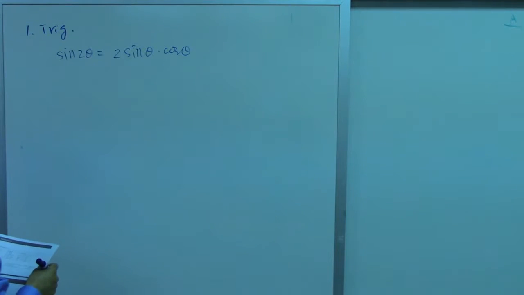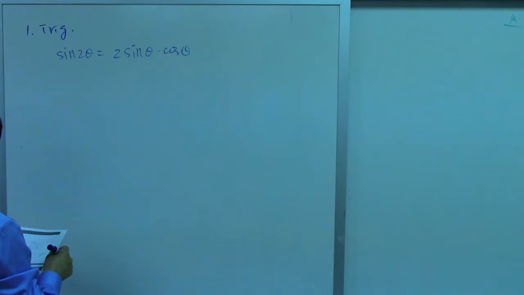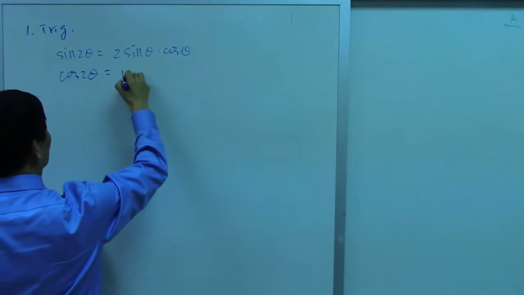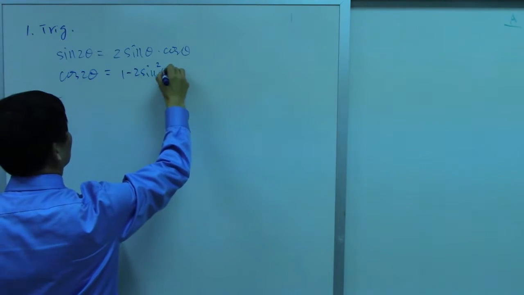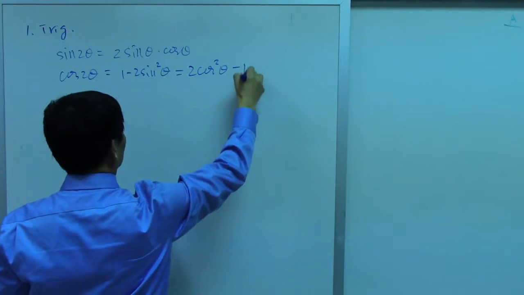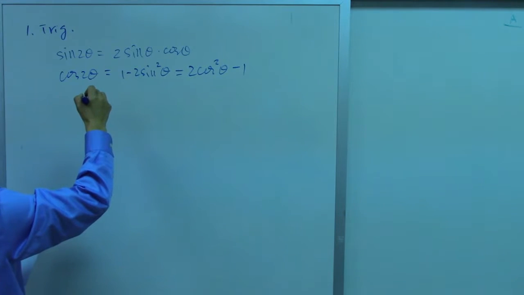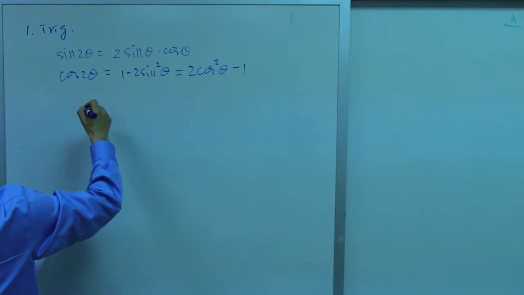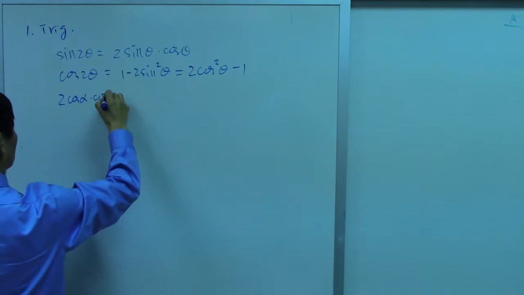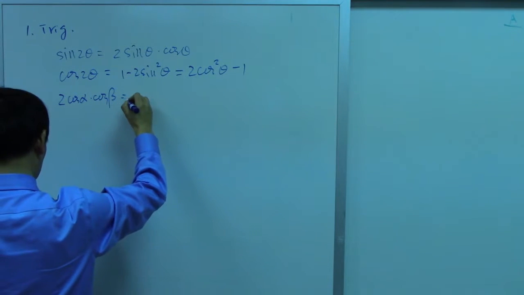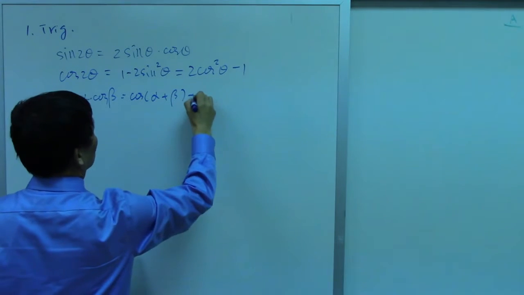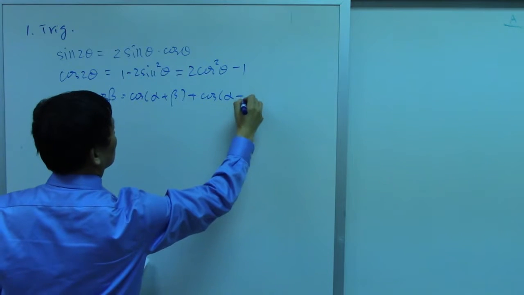The second one is cosine 2 theta. That one will equal 1 minus 2 sine squared theta, which also equals 2 cosine squared theta minus 1. And the next important one is 2 cosine alpha times cosine beta equals cosine alpha plus beta plus cosine alpha minus beta.